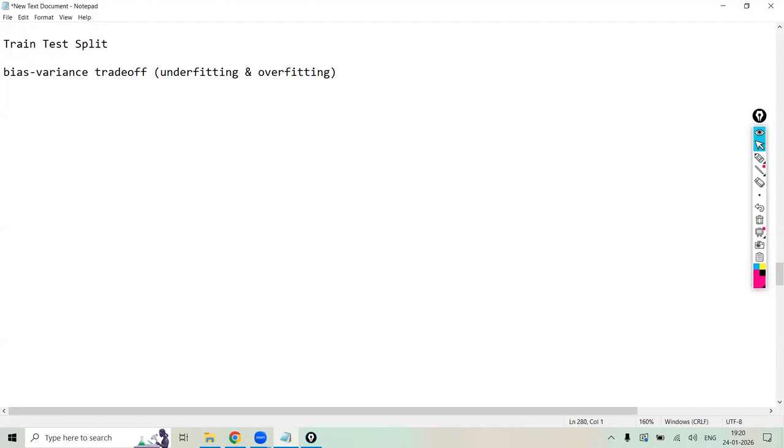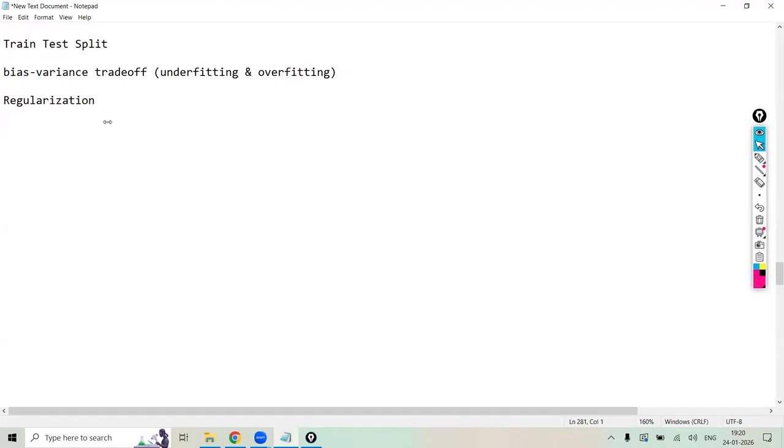And the third one is regularization, which I will explain for you. These are the three concepts which we have to discuss. Otherwise, you will not understand regularization. So first I'll explain this, followed by this, followed by this. Now, first we'll start with the train test split.